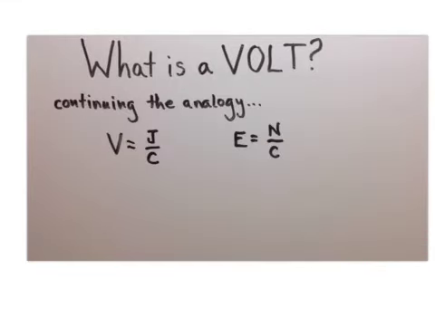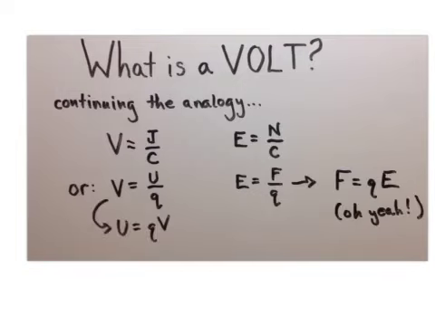now continuing the analogy, if a volt is a joule per coulomb and an electric field is a newton per coulomb, then it follows that if I express the symbols for those things like this, where U is the symbol for energy, and F is the symbol for force, and of course coulombs in both cases is charge, well, I could rearrange those equations and get that force is QE. We should remember that one. And also that energy is Q times V.